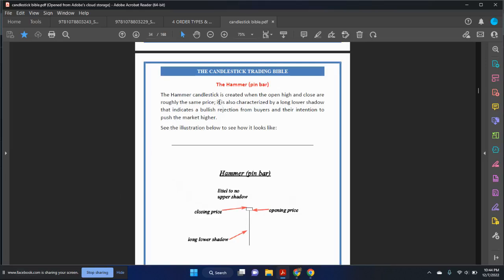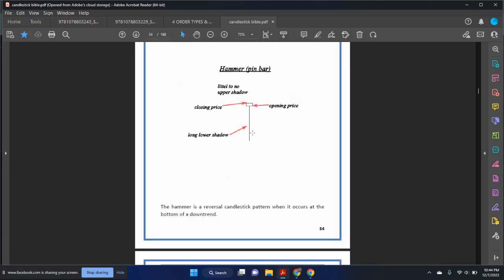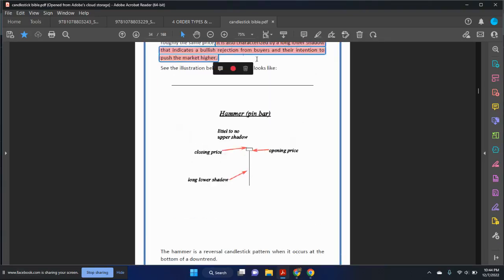I want you to highlight the characterization so you can see it has a long lower shadow that indicates the bullish rejection from the buyers and their intention to push the market higher. So this is something that I like. And here we have it here. Let's make that blue because it's going to be like for the buyers.